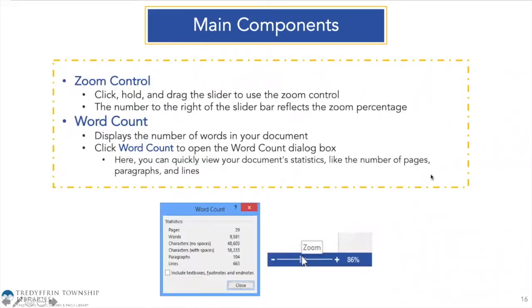Next is zoom control and word count. So zoom control is going to be on the bottom right-hand corner of your Word program. You can click and hold and drag the slider to use the zoom control, and the number on the right side of the bar reflects the zoom percentage. Usually it's default to 100. You can maximize it or decrease it as you see fit.